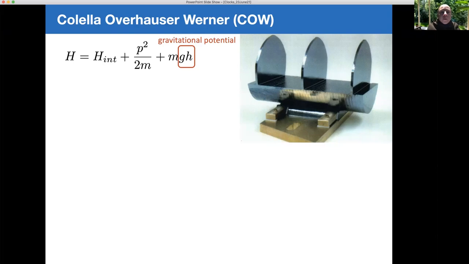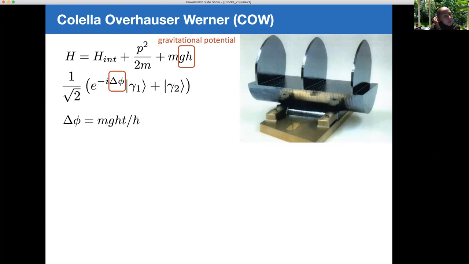So if you have such a potential, where m is the mass of a particle, g is acceleration and h is position or height above Earth, in this case, such a potential will lead to a relative phase that is acquired by a particle if it propagates in superposition at different heights above Earth, so through different values of this potential. And this has been measured for the first time in the 70s, such a relative phase, in the famous COW experiment, Colella, Overhauser, Werner.